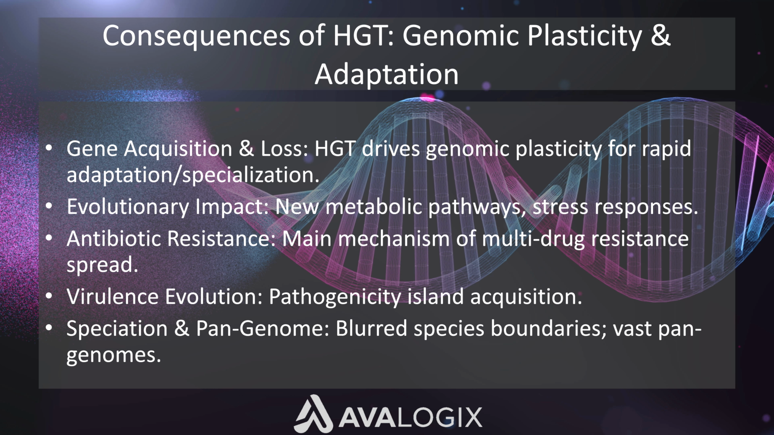Let's explore the key evolutionary impacts. First, the rapid adaptation. HGT allows bacteria to acquire entire metabolic pathways, enabling degradation of novel pollutants or utilization of new carbon sources. They can also gain genes for survival under extreme temperature, pH, or salinity, expanding their ecological range.